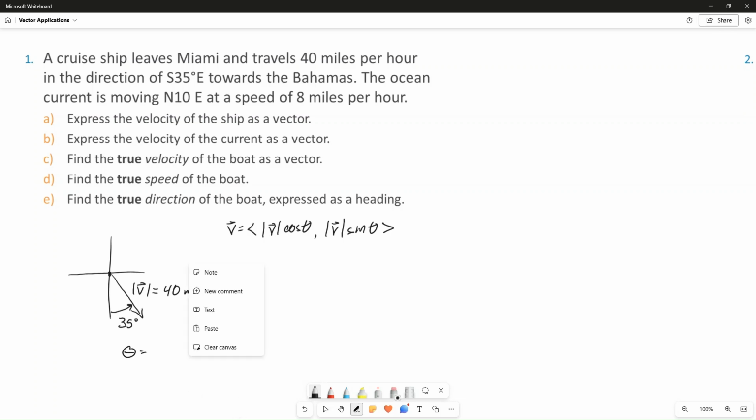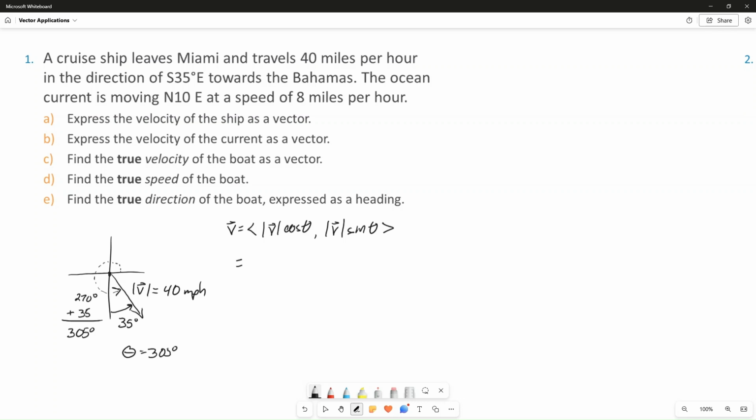So standard position is starting at the positive x-axis and rotating around. If I rotate from the positive x-axis counterclockwise all the way to the negative y-axis, that's 270 degrees. And I'm going to continue rotating into the fourth quadrant by 35 degrees. So 270 plus 35 degrees is going to be 305 degrees. That's the angle that I want to use when I compute my vector.